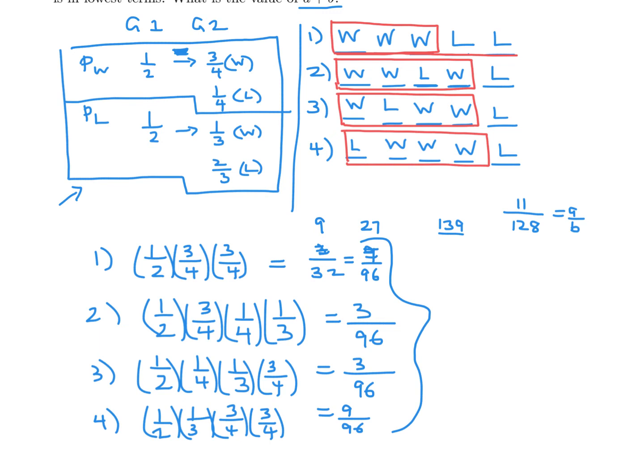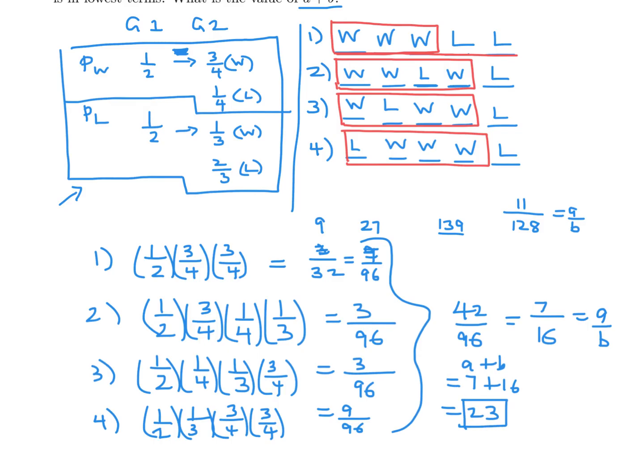So 30, 33, 42. 42 over 96. Okay, now we got to make this into lowest terms because they wanted it in lowest terms. So what are we going to divide by? 6, I think. So it'll be 7 over 16. And this is a over b. And therefore a plus b will be 7 plus 16, which is 23. And 23 is the 2-digit number that is the answer to this question.